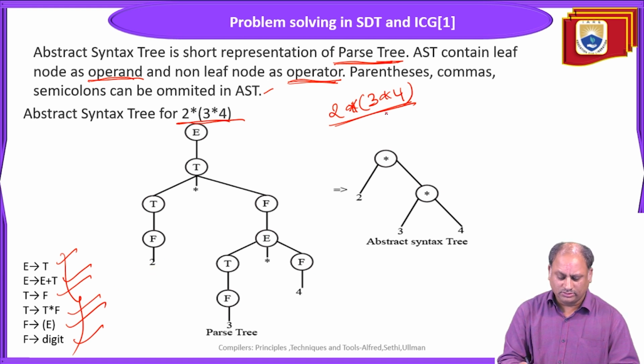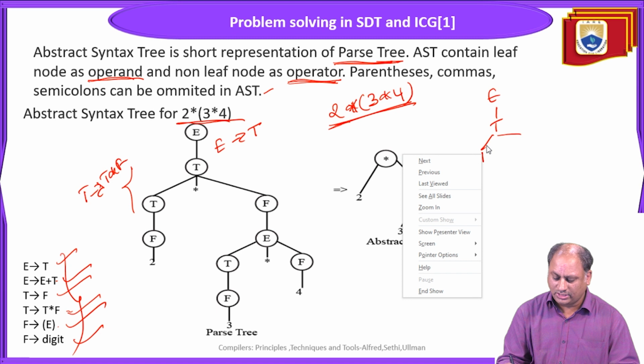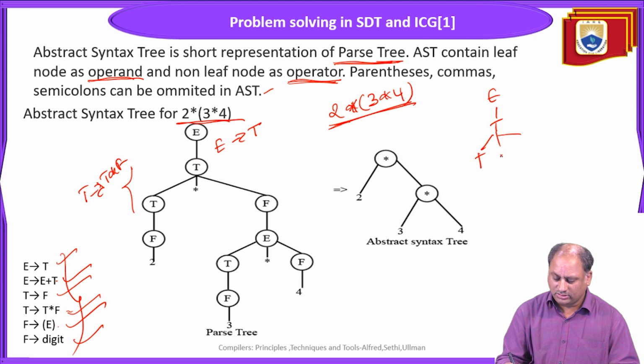So what is the substitution here? First, E derives T, we applied. And second, we can apply T derives T star F. Why? Because we need to get the expression 2 star 3 star 4. So we cannot apply E plus T or E or digit. So in this case, E derives T followed by T derives T star F.